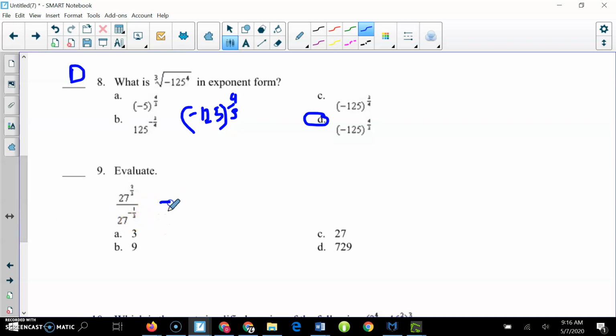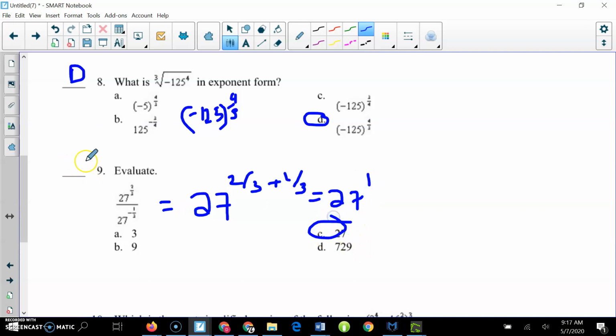That's a hard one to see for my old eyes. We'll go 27, and that's 2/3 minus 1/3, which is then 27 to the 1. A little easier than it looks.